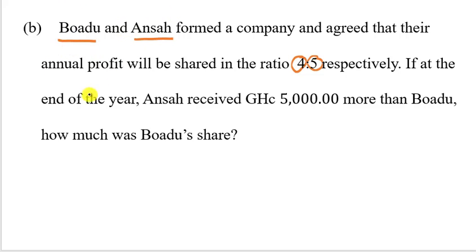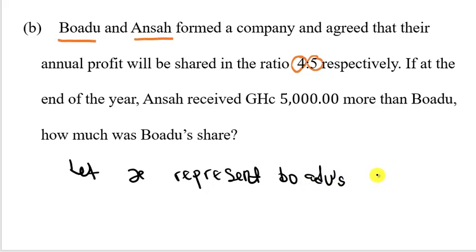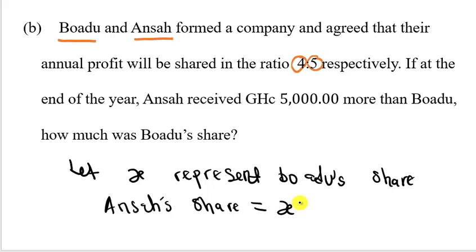Okay. So let's say X represents Boedu's share. If that is the case, then Ansa's share will be equal to this share plus 5,000. I hope we understand why it is X plus 5,000. Because the question says that Ansa received 5,000 more than Boedu. So definitely, Ansa's share is going to be Boedu's share plus 5,000.